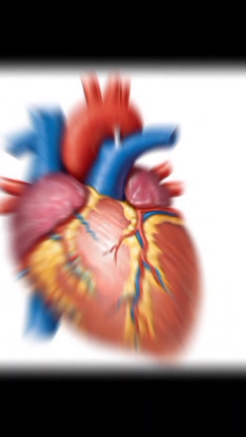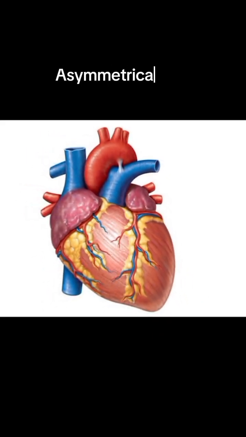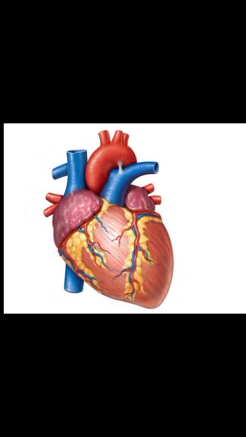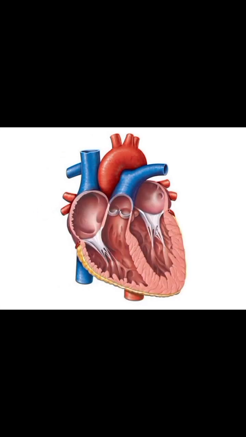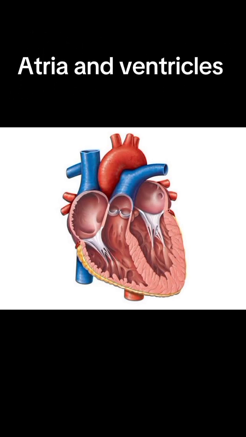So when you look at the structure of the heart, we see that the heart is asymmetrical due to the difference in the thickness of the walls in both sides. So we find that the left side is thicker than the right side. This is because the left side has to pump blood over a very long distance to all parts of the body. The heart has four chambers: an atrium and a ventricle on the right side, an atrium and a ventricle on the left side.